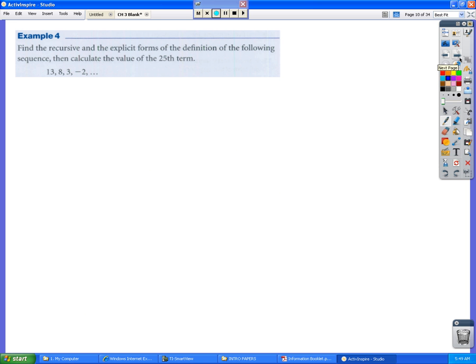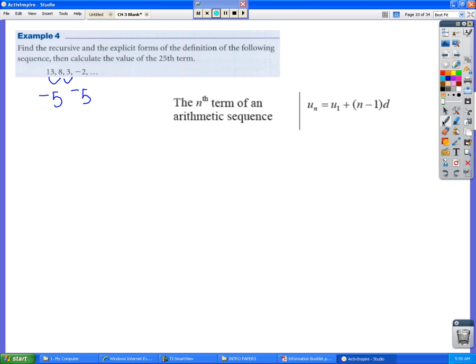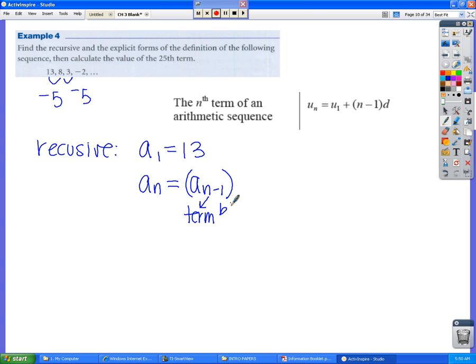Find the recursive and explicit form of the definition of the following and then calculate the value of the 25th. So if you look here, we are subtracting 5 and you just want to make sure that it happens each time. So this is an arithmetic sequence. Again, we're going to show the formula. And the recursive is where we'll start. Recursive formula, you start with the very first term, which is 13. To get the next term, you can literally consider this a sub n the next term. I would take my term before it. You can literally just keep saying term before. So take the term before and subtract 5. So that would be my recursive formula.